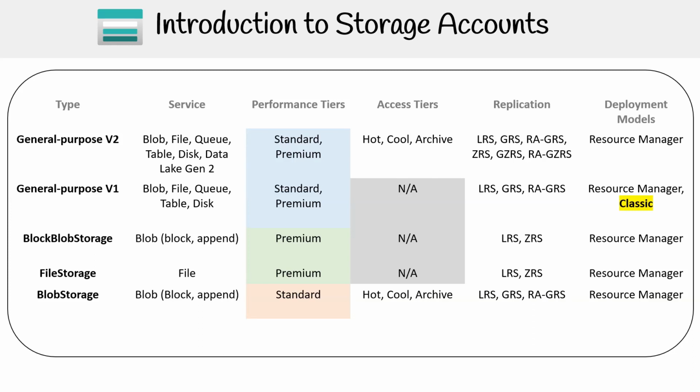ZRS, zone-redundant storage, spreads data across multiple availability zones. GZRS, geo-zone-redundant storage, combines both ZRS and GRS by spreading data across availability zones and replicating to a secondary region. RA-GZRS, like GZRS but with read access to the secondary region. Deployment models. Resource Manager, this is Azure's modern deployment model. It allows you to group related resources together for easier management. Classic, the older deployment model that existed before the introduction of the Azure Resource Manager.